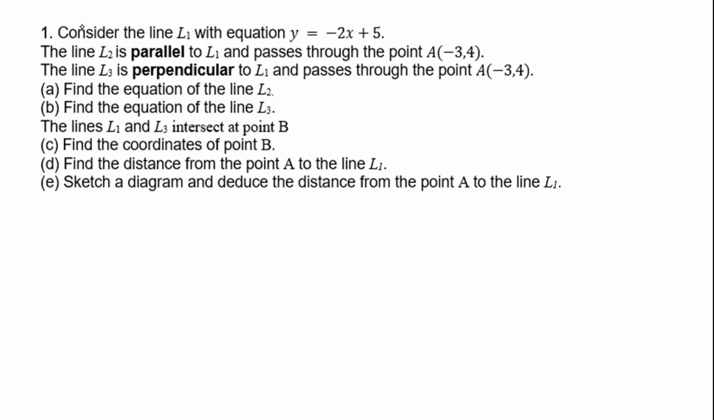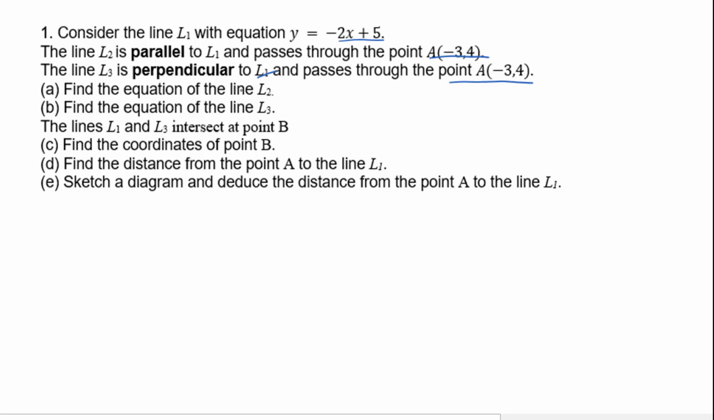Today's lesson is about perpendicular and parallel lines. Number 1. Consider line L1 with equation y equals negative 2x plus 5. The line L2 is parallel to L1 and passes through the point A, negative 3, 4. The line L3 is perpendicular to L1 and passes through the point A, negative 3, 4.